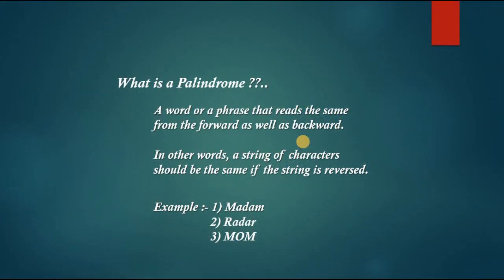A palindrome is a word or a phrase that reads the same from the forward as well as the backwards. In other words, a string of characters should be the same if the string is reversed. For example, the word madam. Madam spells M-A-D-A-M from the forward and it also spells M-A-D-A-M from the backwards.